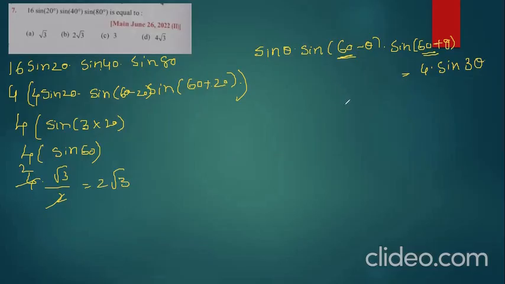In this manner, you can solve. But the only thing you have to remember is all these things. If you remember these standard things, then you can easily apply them for any kind: sine theta, sine 60 minus theta, sine 60 plus theta. Whenever you see 60 plus, 60 minus, you can apply this for sine 3 theta. Very good. Let us move to the next question.